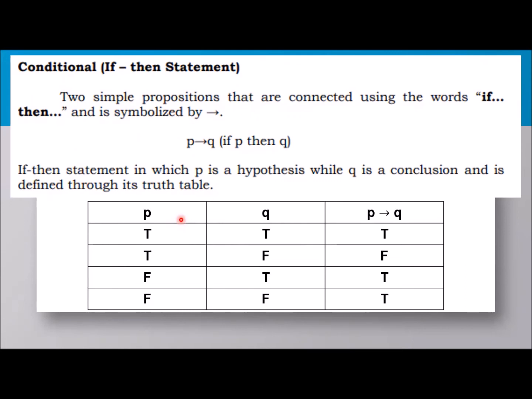We also have, again, the two simple propositions represented by P and Q. So if true, then true, the conclusion is true. If true, then false, that is false. If false, then true, that is true. And if false, then false, that is true. And this will be elaborated on the next video lesson.